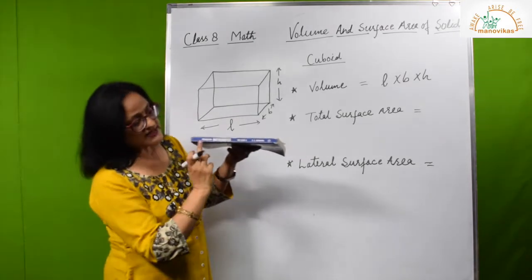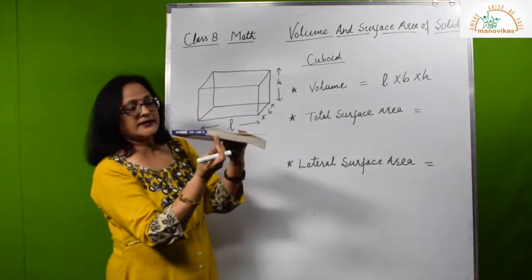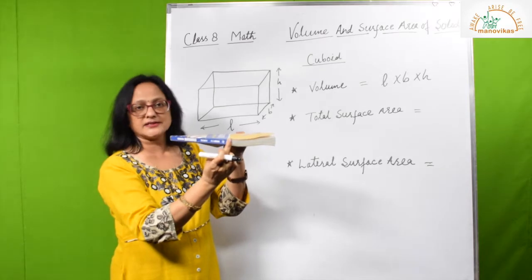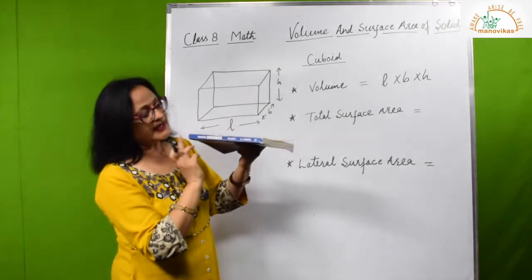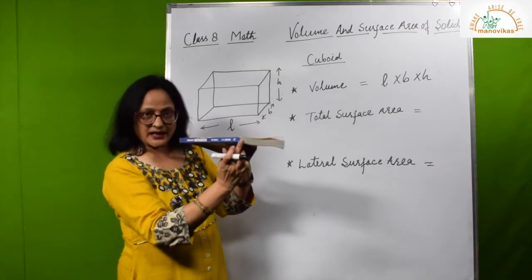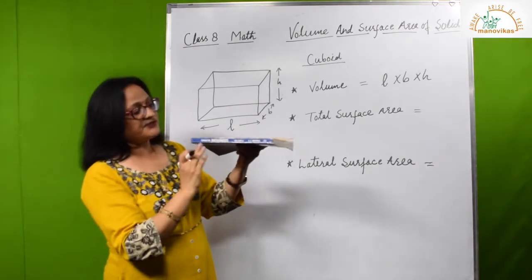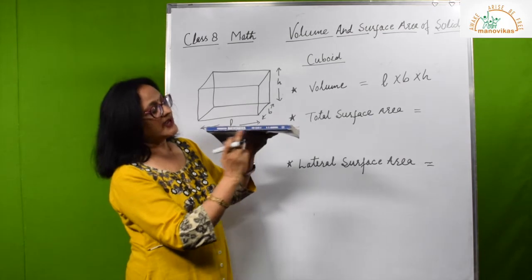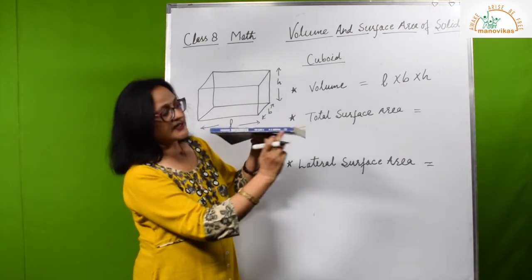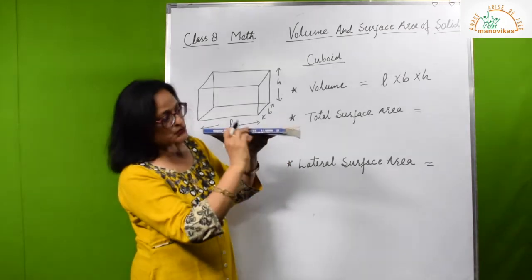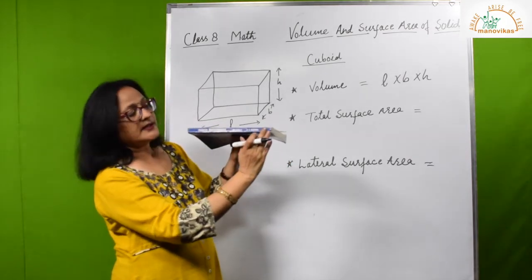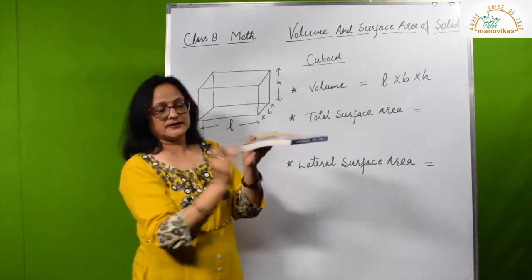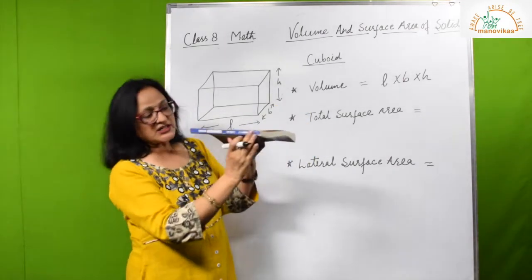Now this is the length of the book and this is the breadth of the book. And this thickness of the book we will take as the height of the book. So there are 3 dimensions, length, breadth and height. If we take this face only, which 2 dimensions are involved? This is the length and this is the height. Each face is a rectangle.